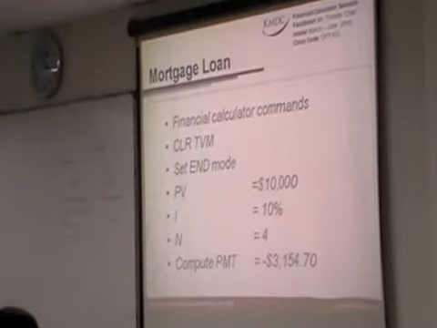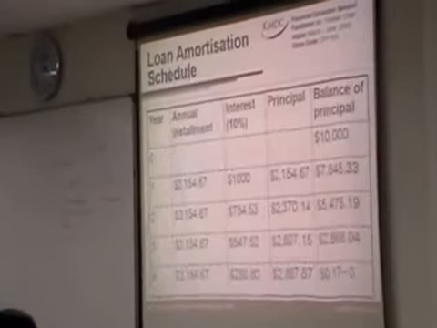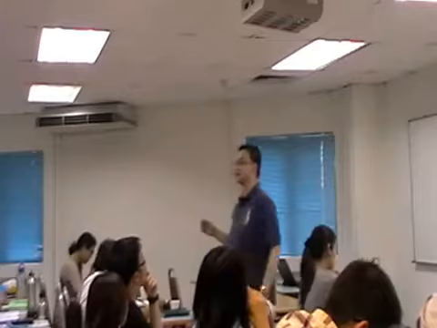Not too much, not too little. We go about proving this using the loan amortization schedule. Now, the word amortize means spread over. When you say a loan takes 10 years to be amortized, it means it takes 10 years to be spread over.